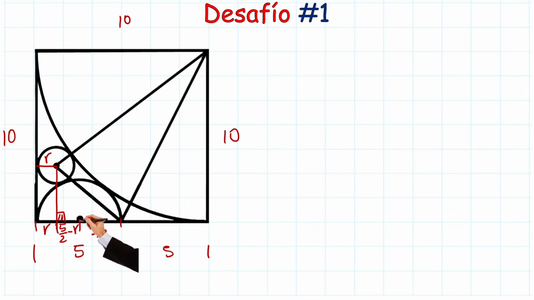Let's draw a line from the center of the semicircle to this part of the circle. And how much will this measure? It'll be 5 halves up to here. And here, 5 halves to here because it is the radius of the semicircle. And from here to here, this whole line, the hypotenuse of this right triangle, is 5 halves plus r, fantastic.